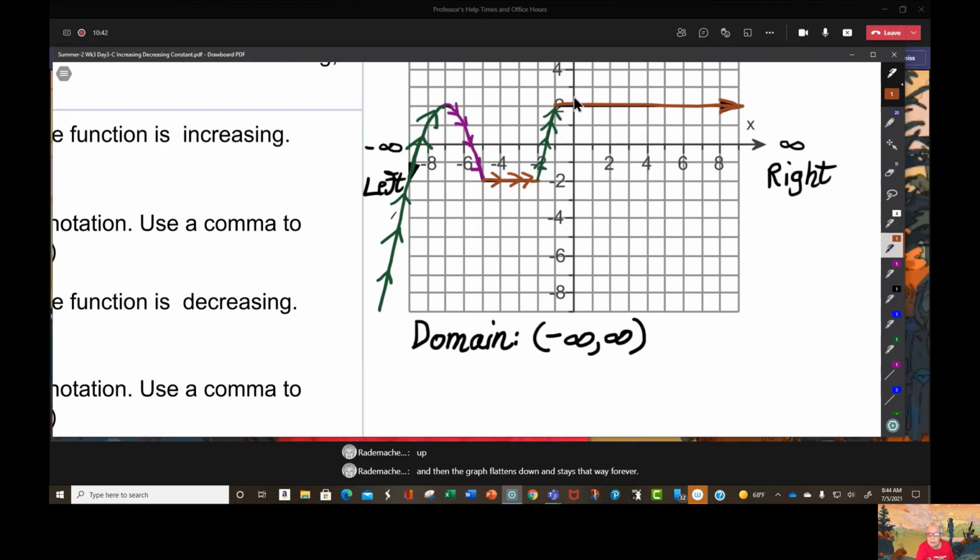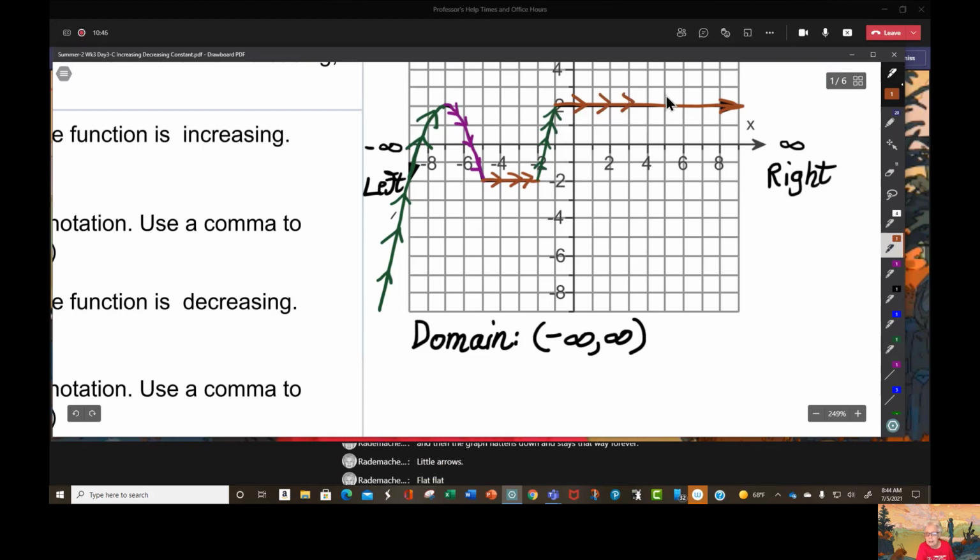Oh, little arrows. Flat, flat, flat. I'll just leave that there. Flat. That's better. All right. So that's a very nice picture.